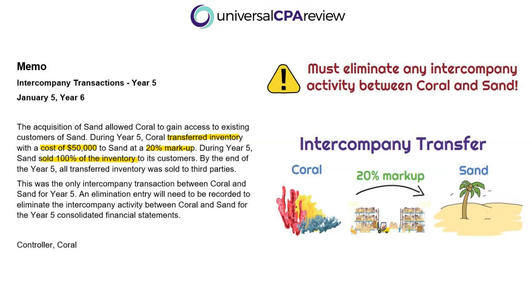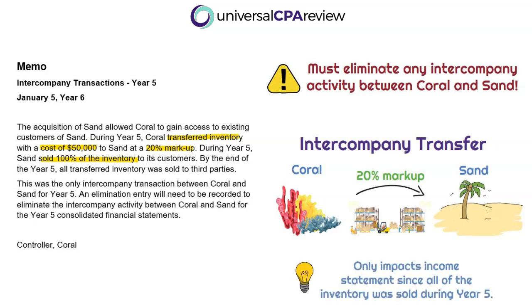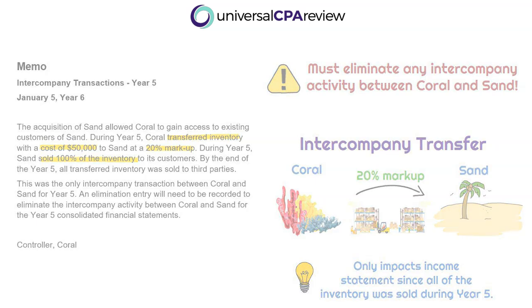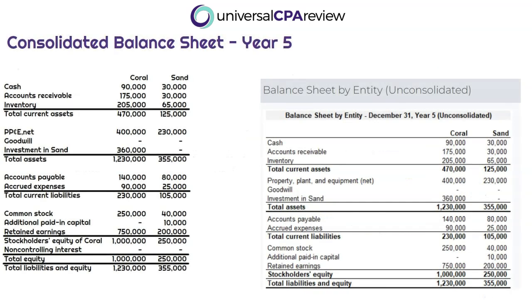So we will need to prepare an elimination entry to eliminate this intercompany activity between Coral and Sand, right? And this is purely in the income statement because there is no remaining inventory at the end of the year, right? So when we get to preparing the consolidated income statement, we'll go through the elimination entry for this intercompany activity. So let's start with preparing the consolidated balance sheet, right?